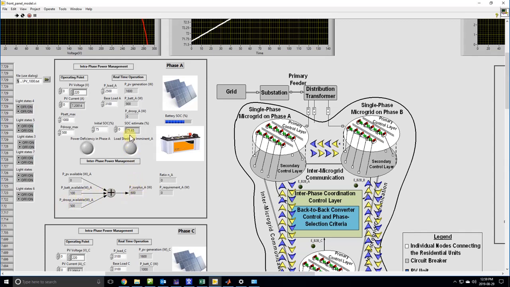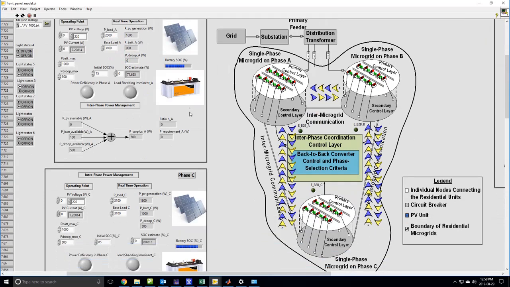Since the load in phase A is less than the base load, there is no requirement for any sort of power sharing from other phases. Hence, P requirement of phase A is 0. This can actually be the case with all of the phases. So the interface power management strategy is one of the cases. This is for phase A.